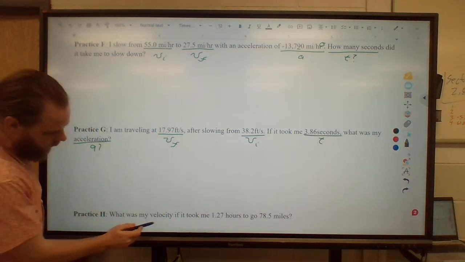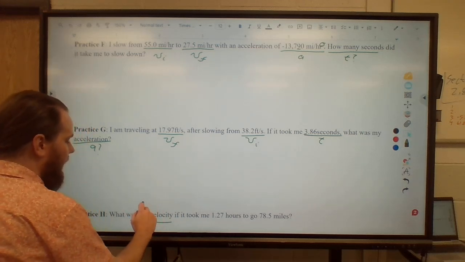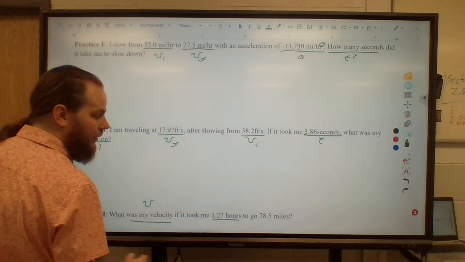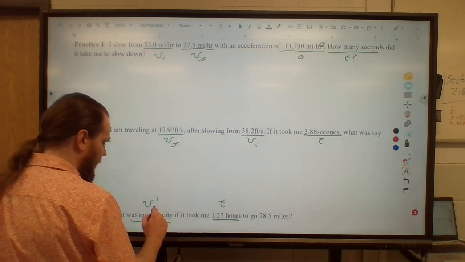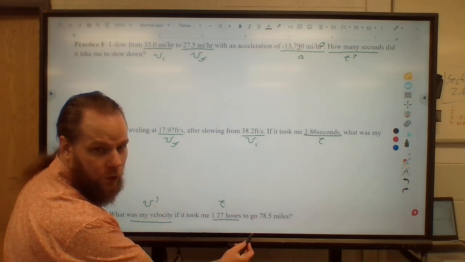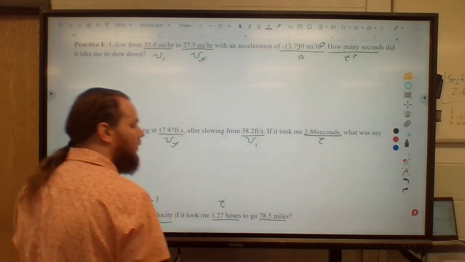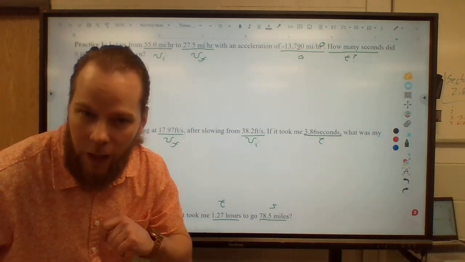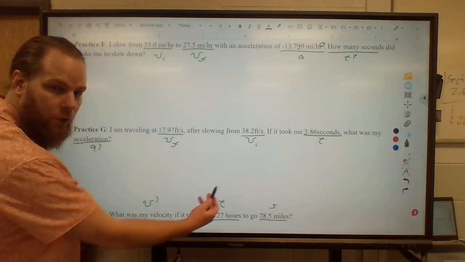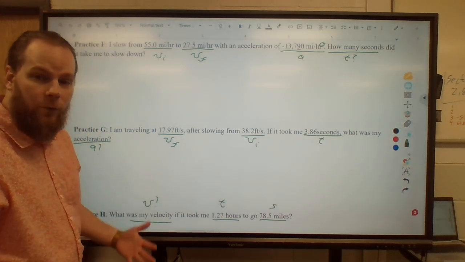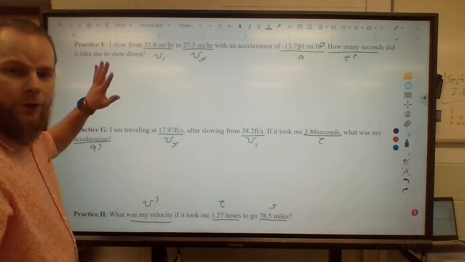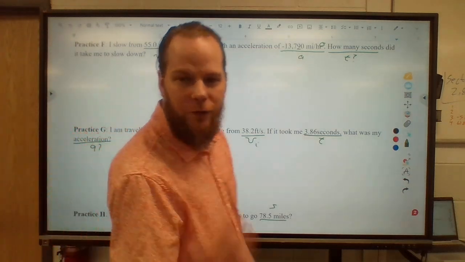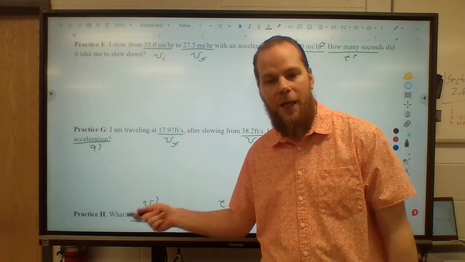Down on the last one, what was my velocity? So we're being asked to find a V. If it took me 1.27 hours, that is a T. This is a question mark, by the way. And to go 78.5 miles, that is an S. The fact there's an S, this has to be a velocity problem. Also, again, three values, not four. So the order on this, E is a velocity problem, F and G are both acceleration, and H is going to be velocity.